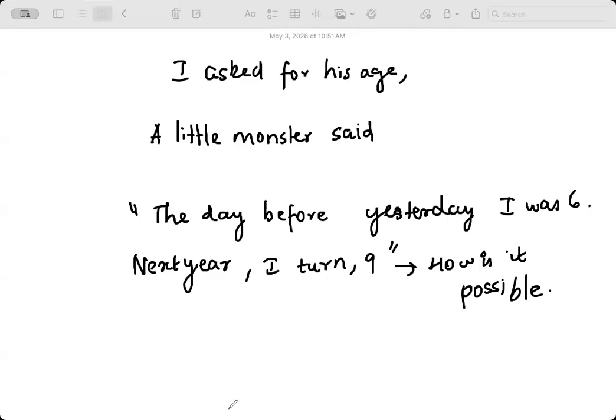Priya auntie, is the monster just confused? No. Oh, no. That's what I'm saying. He said it right. The day before yesterday, I was 6. Priya, I think I got it. Wait. Let others think.